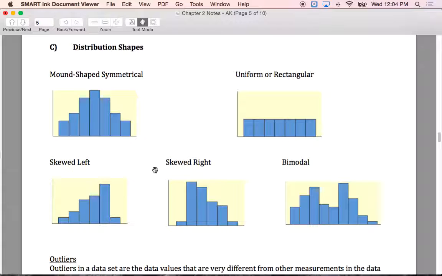Skewed left means the lower part is on the left and it goes up. Skewed right means the lower part is on the right and then it goes down towards your right. Bimodal means there are two bumps in your graph. So we have two mounds on your picture.